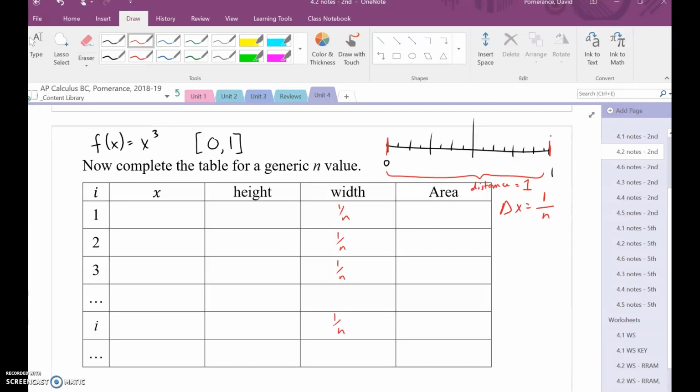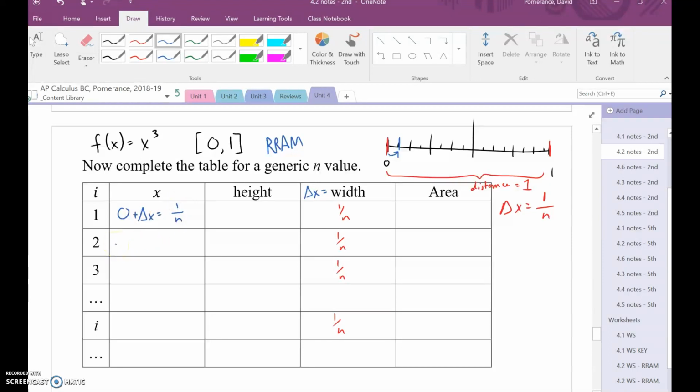So now we have to determine what is the x value we're going to use. Remember, I said we're going to use RRAM for all of these, just because it's more convenient. So don't use the 0, because the 0 is not the right endpoint of any subinterval. We're going to use the first right endpoint, which is 1 delta x. This is delta x. 1 step of delta x to the right of our starting point. So we're going to have 0 plus 1 delta x, or 1 over n.